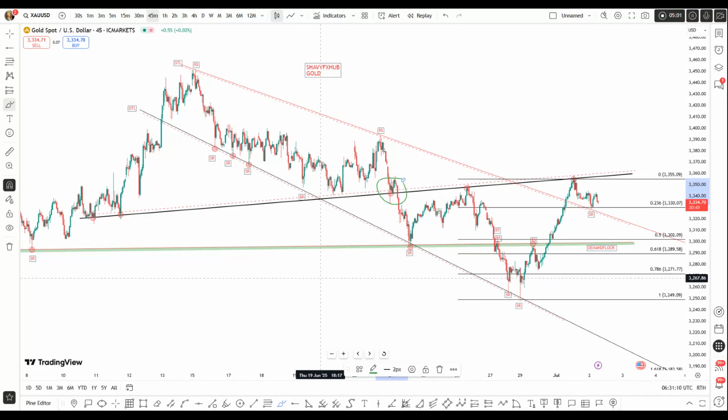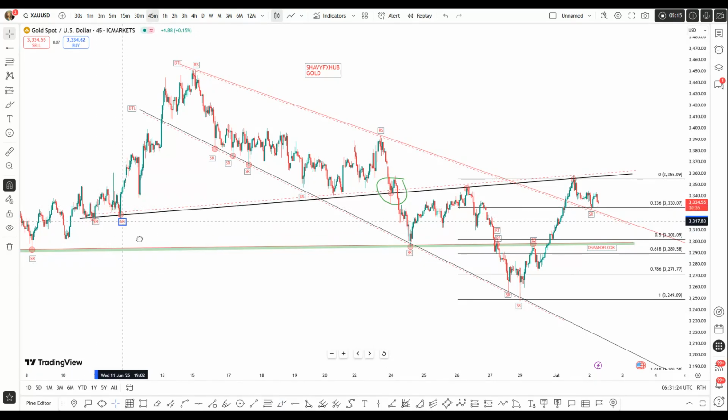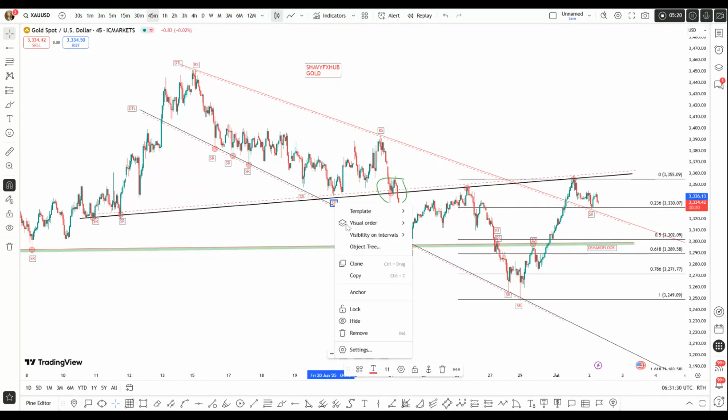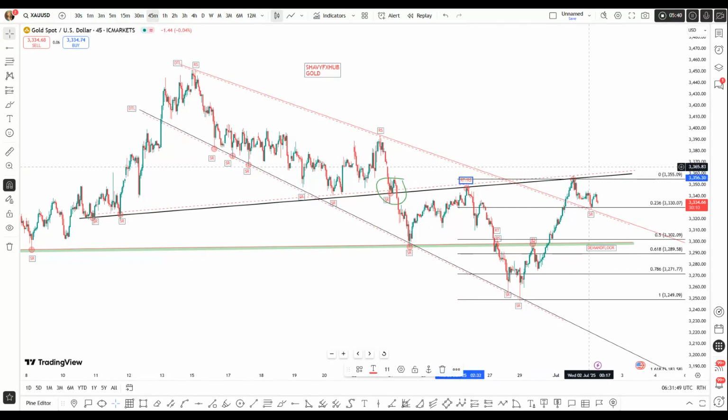On 45 minutes, SR1, SR2, SR3, SR4. Break of SR level. Return here to what? ROS, RT slash ROS is a retest candle to a broken SR level, turning it into a supply roof. So automatically here becomes your new supply roof.